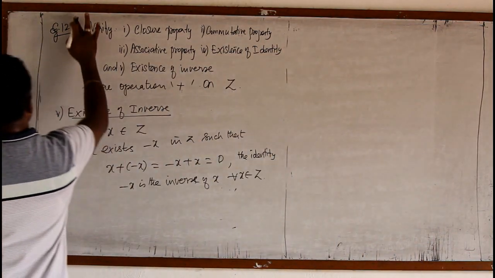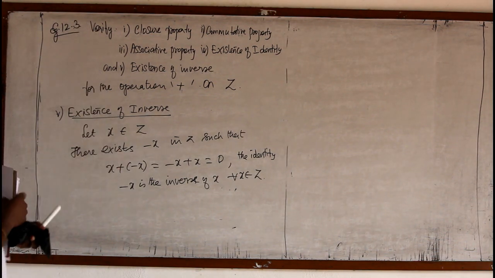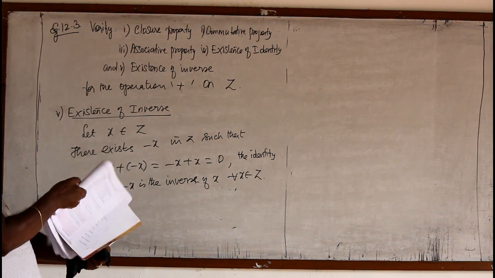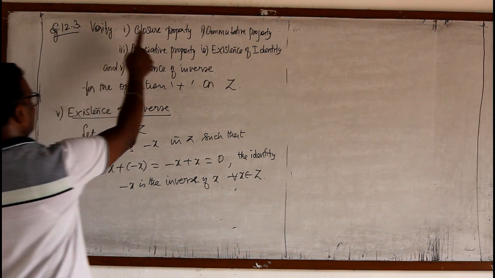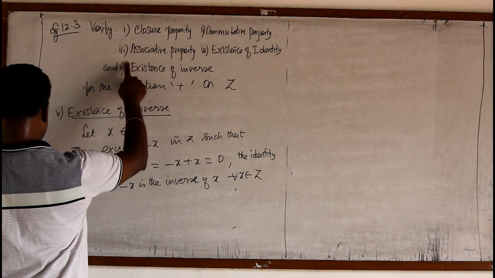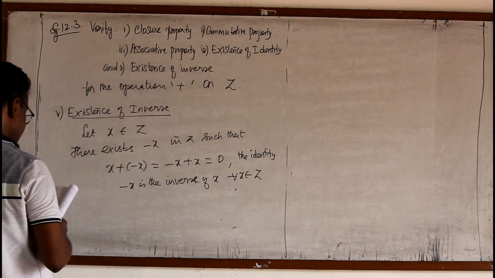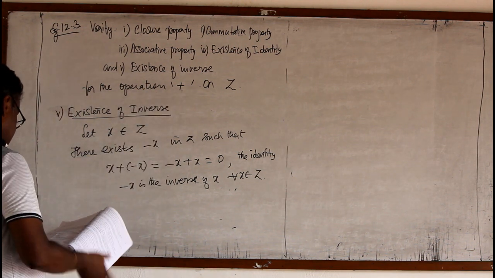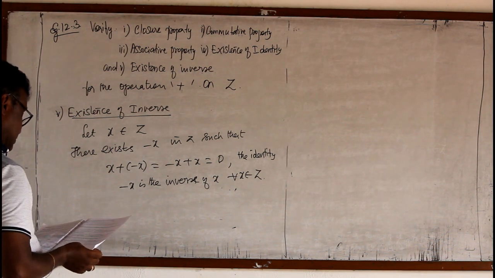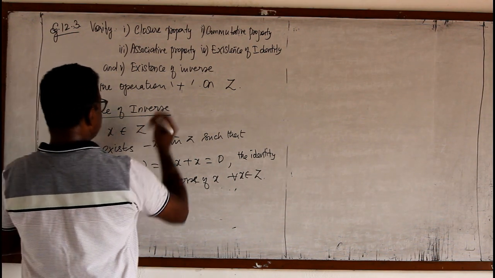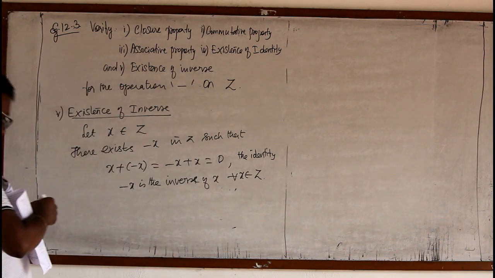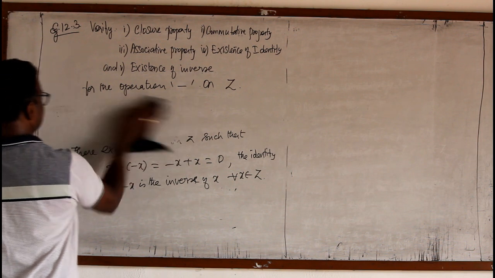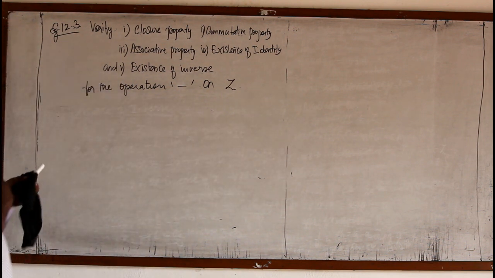Now we shall go for example 12.3. Verify the same thing: closure property, commutative property, associative property, existence of identity, existence of inverse, for the arithmetic operation minus on Z. So we shall see whether subtraction obeys all these properties.